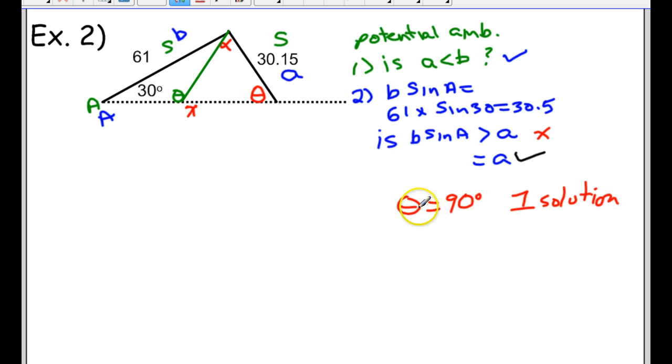Now the interesting thing here, I suppose, is now that I know it's a right-angle triangle, I could use the Pythagorean theorem instead of the sine law. I can also use the sine law though, and I'll get that one solution in just a couple of steps.